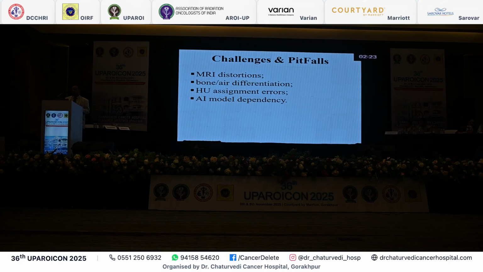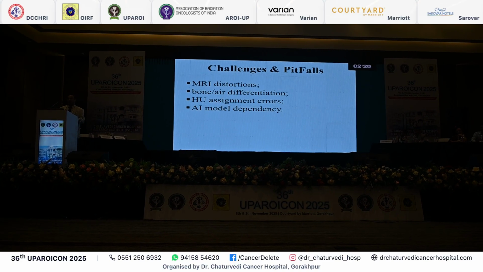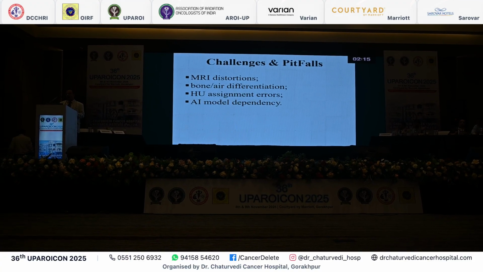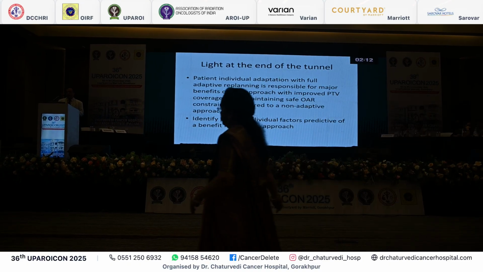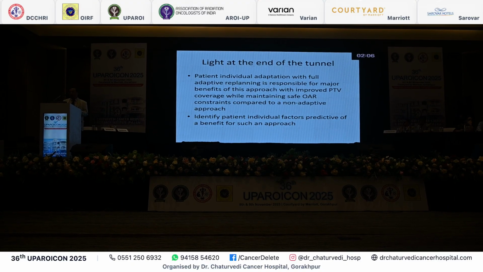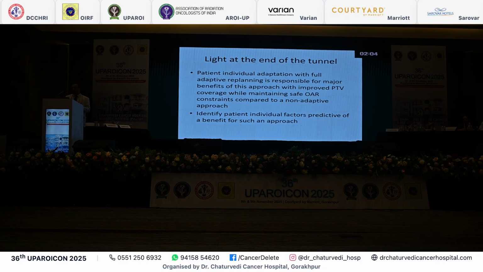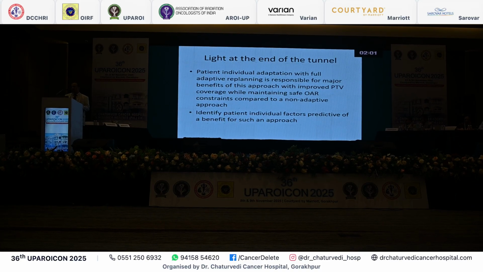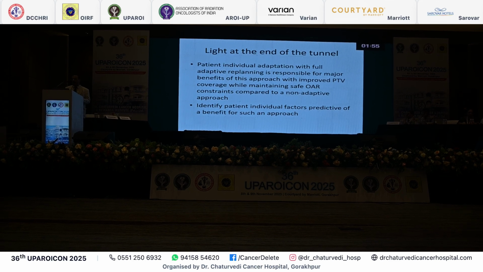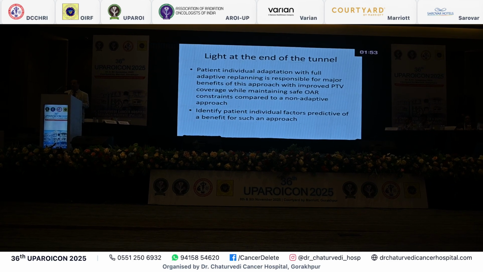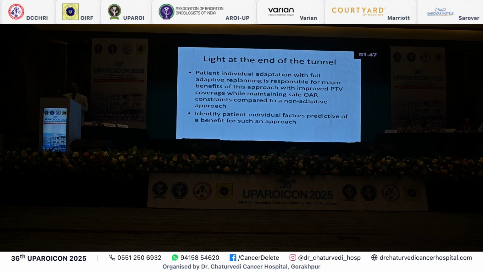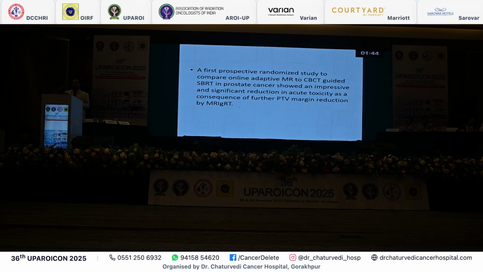So basically these are some of the challenges, other than those I have mentioned: MRI distortions, bone differentiation, HU assignment errors, AI model dependency. But there is light at the end of the tunnel. Patient individual adaptation with full adaptive planning is responsible for major benefits of this approach, with improved PTV coverage and maintaining safe OAR constraints compared to a non-adaptive approach. But we have to identify patient individual factors which are predictive of such a benefit. We cannot apply this for all our patients because it is very time consuming and high cost.